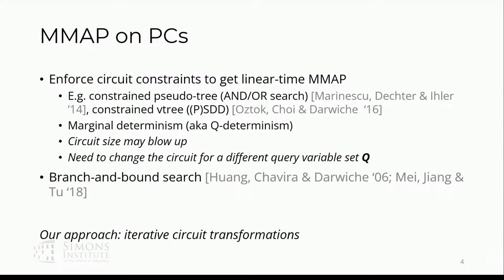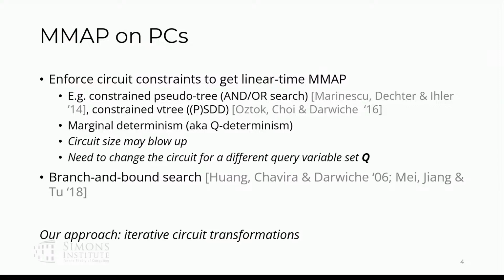So what we looked into is essentially instead of enforcing this hard constraint in one go, we're trying to keep upper and lower bounds on the marginal map probability while transforming the circuit iteratively. And in the end, we will end up with a circuit that is actually tractable for marginal map.